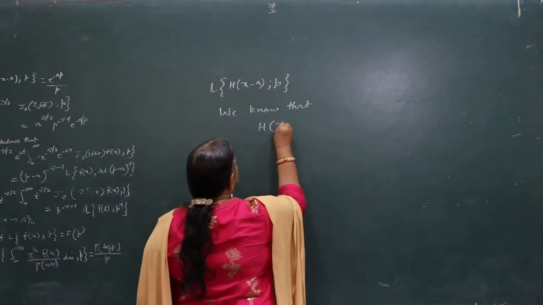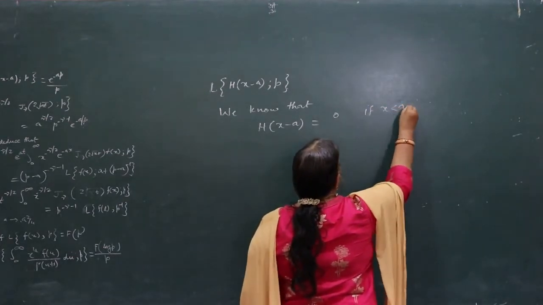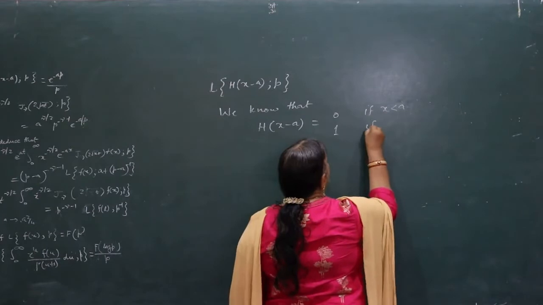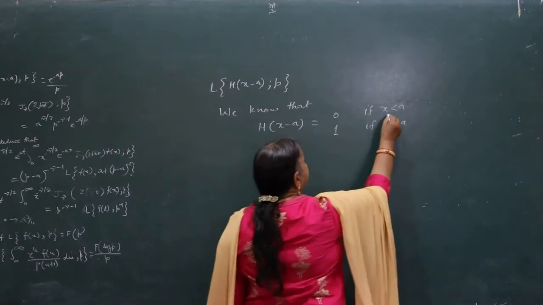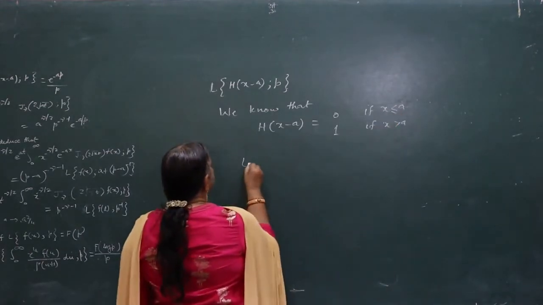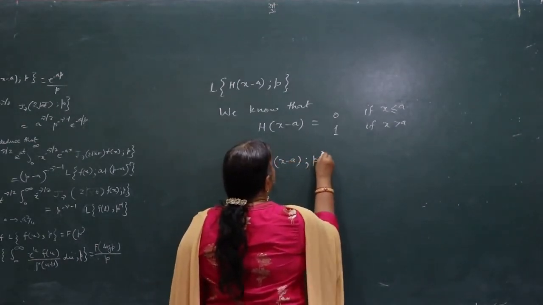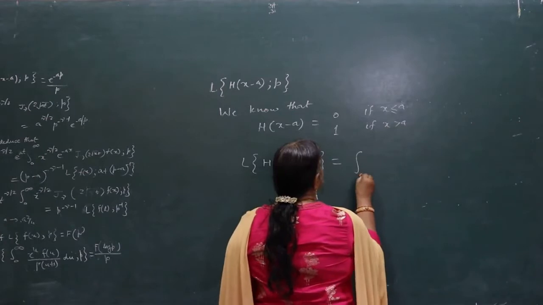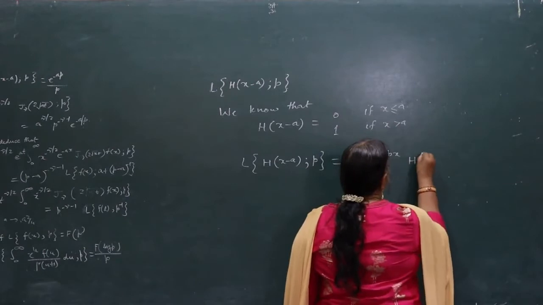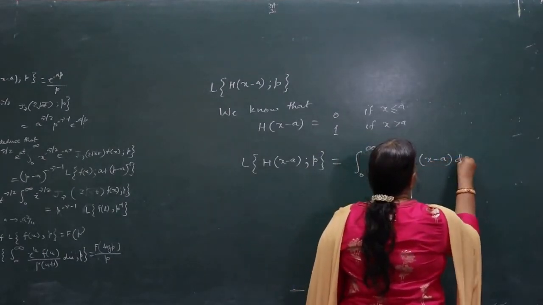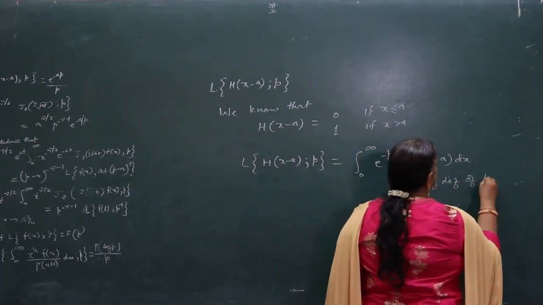H of x minus a is equal to 0 if x is less than a, and this is equal to 1 if x is greater than a. So Laplace transform of H of x minus a is equal to integral 0 to infinity e raised to minus px H of x minus a dx by definition of Laplace transform.